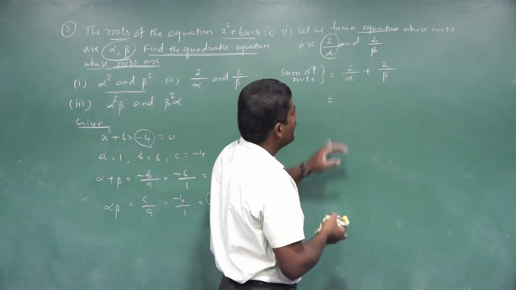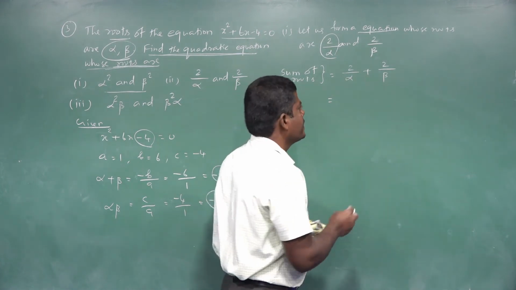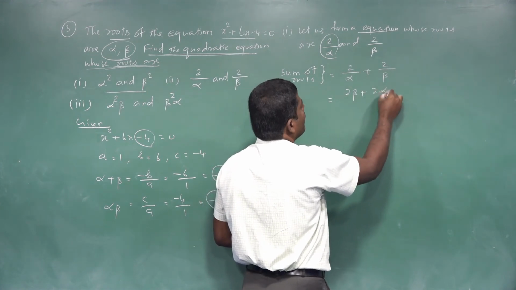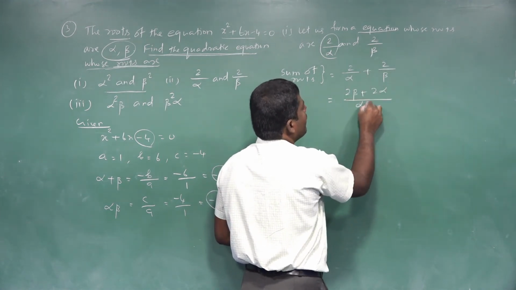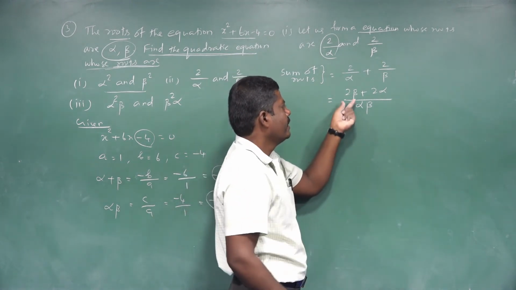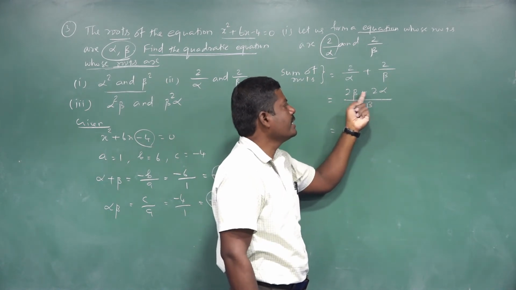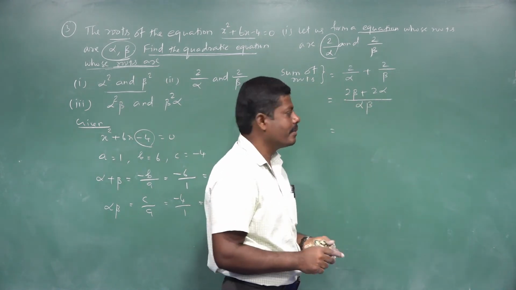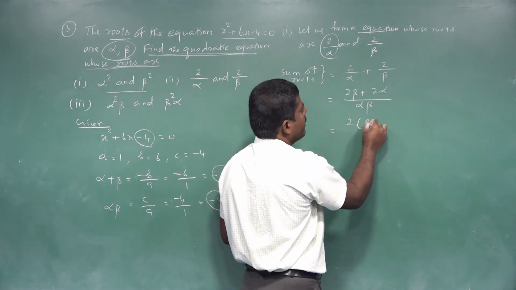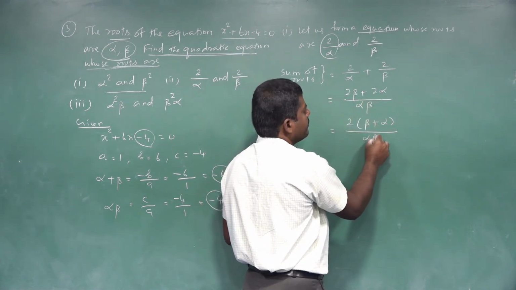Now we want to add these two rational expressions. Denominators are unlike, so we do cross multiplication. 2 multiplied by beta, 2 beta, plus 2 multiplied by alpha, 2 alpha, divided by alpha multiplied by beta, alpha beta. Understand? Now in our numerator, 2 beta and 2 alpha, in these two terms 2 is common. We can take 2 outside. 2 of, what's remaining? Beta plus alpha, divided by alpha beta.